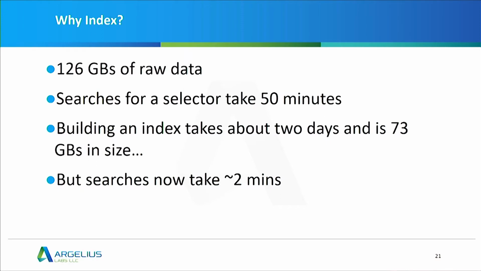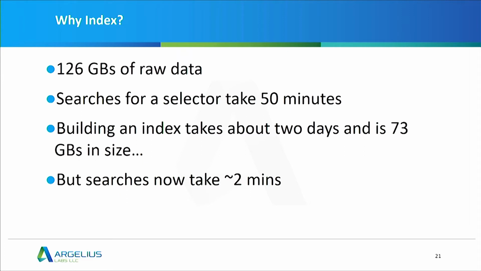And so now, instead of a selector search taking 50 minutes, you just bang off an index job. The indexing job took about 2 days to run, and it took up an extra 73 gigs of space. Spoiler alert, hard drives are cheap. I got an 8 terabyte drive full of this stuff. It's like 140 bucks, right? I'll trade the storage space all day.